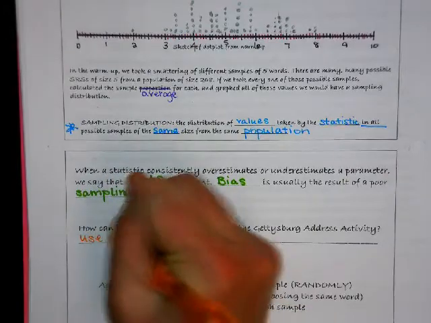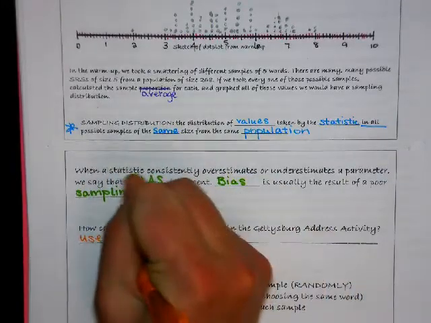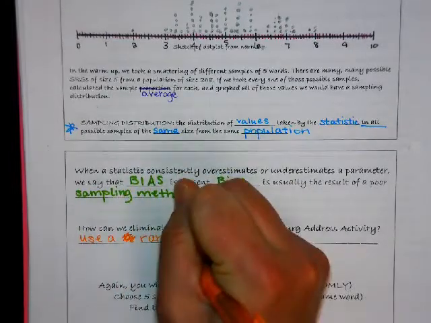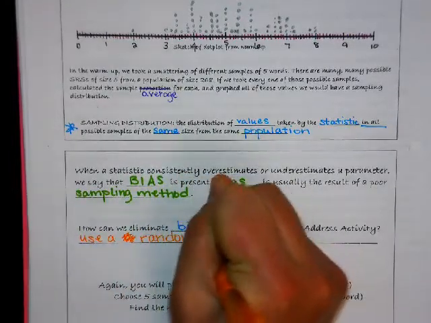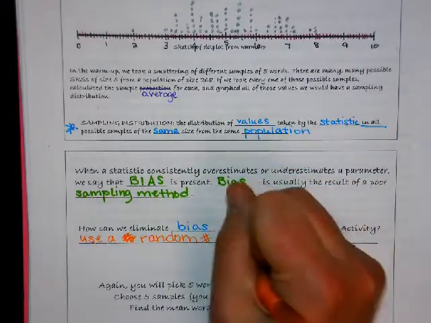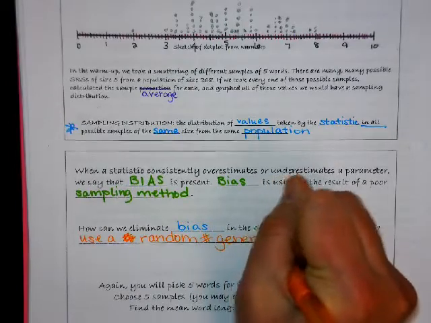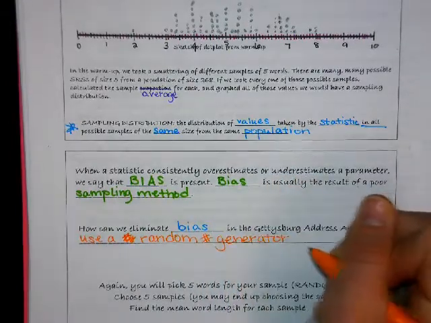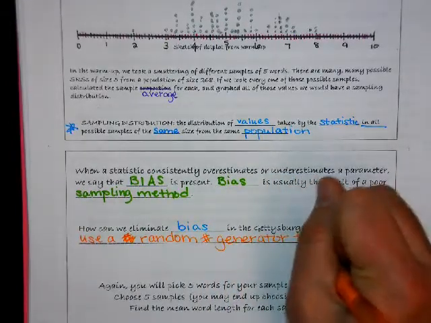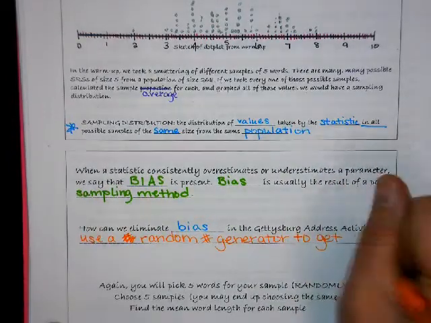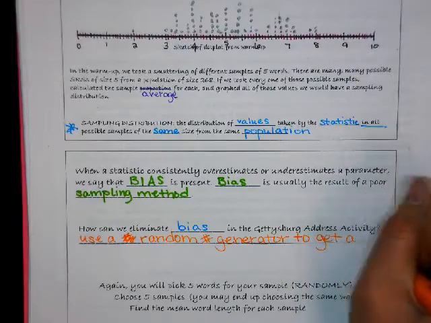Anybody remember how to, oops, I forgot the word random. Well, table D is, but your calculator has it. Anybody remember how to get there? Math, probability, random. Yep, thank you. So we're going to use a random number generator to get a true SRS.